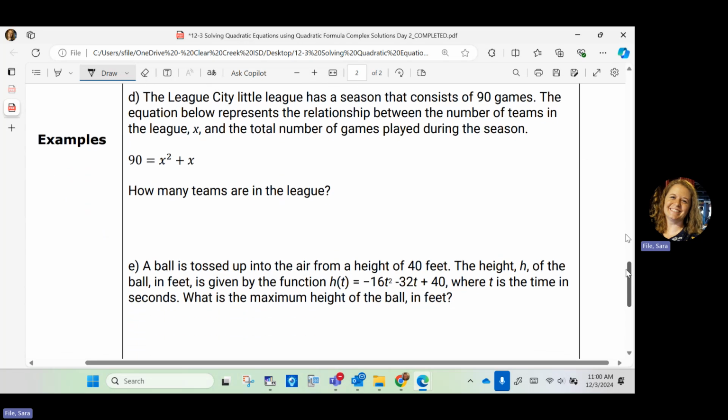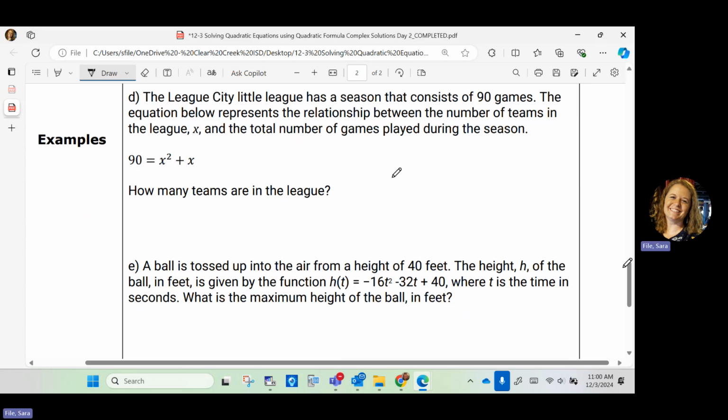Now, if you tried to use Desmos and you couldn't figure it out, or the answers came out those ugly decimals, then yeah, we'll go back and we'll use the quadratic formula. Okay, but here, this one is telling us that League City Little League has a season that consists of 90 games. The equation below represents the relationship between the number of teams in the league, x, and the total number of games played during the season.